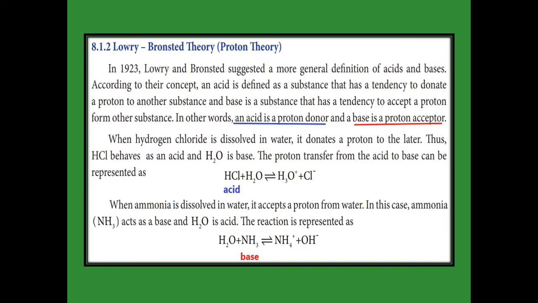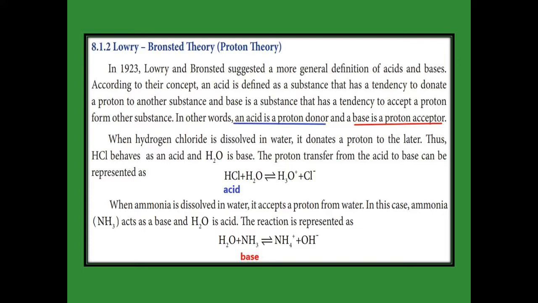Lowry-Bronsted theory. Another name for this theory is the proton theory. Based on this theory, what is an acid? An acid is a proton donor. And what is a base? A base is the opposite character, so a base is a proton acceptor.